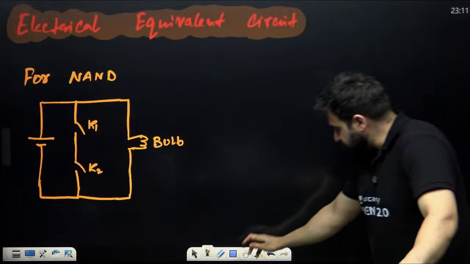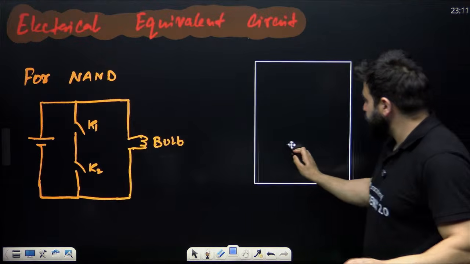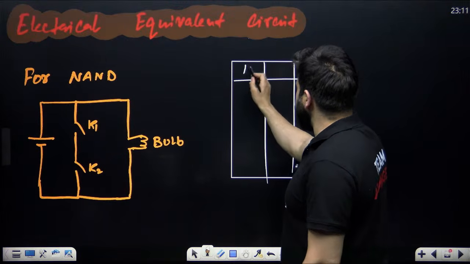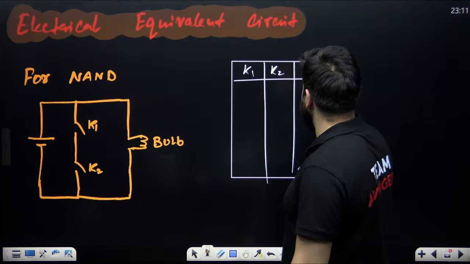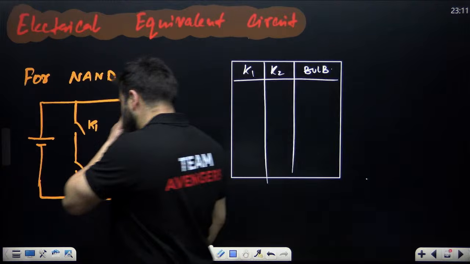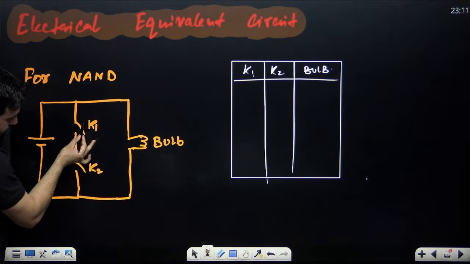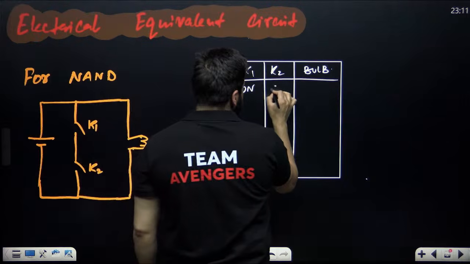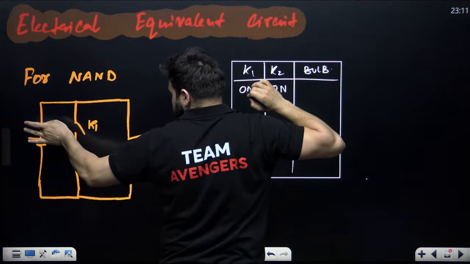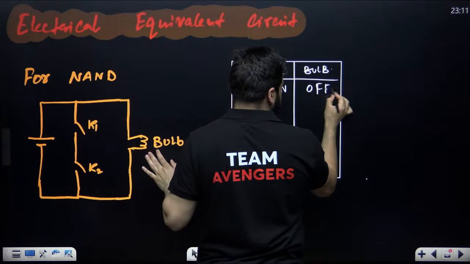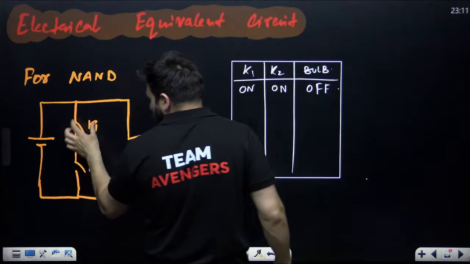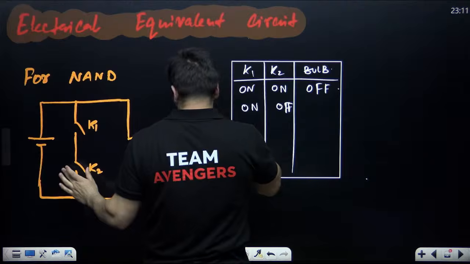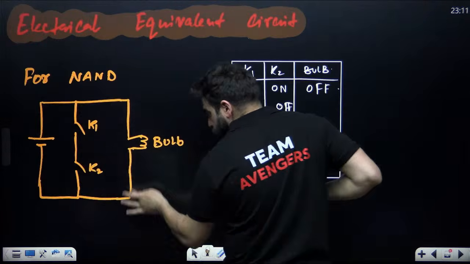Now this circuit exactly behaves like a NAND gate. Let me show you how. You have got K1, you have got K2, you have got bulb. These are the two inputs. This is output. Let's suppose both are on. If this is on, current will choose this path, so bulb remains off. Let's suppose this is on, this is off. Current cannot flow through this path. Current has to flow through this path.